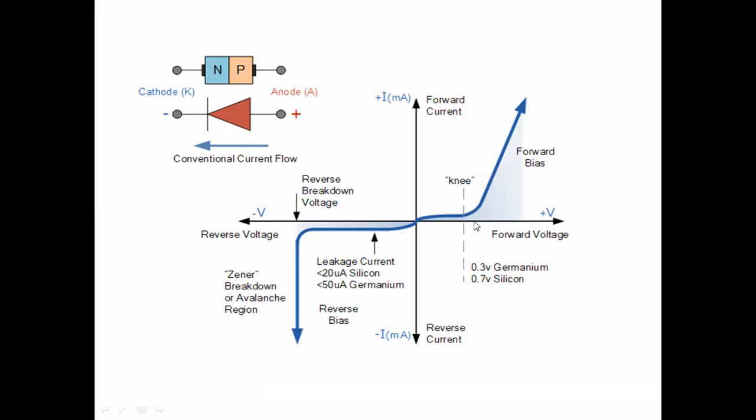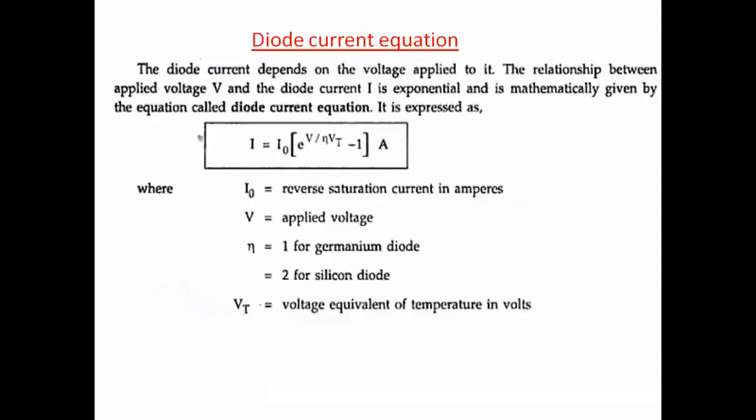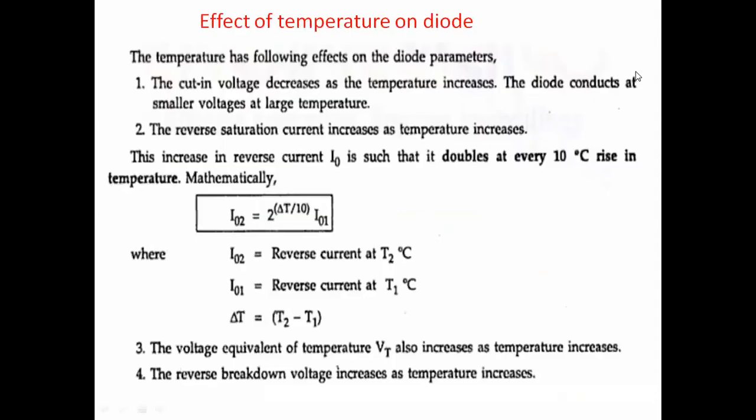Suppose for a given temperature the cut-in voltage is 0.3 volts. If the temperature increases, this cut-in voltage may decrease to 0.2 volts. If the temperature increases further, it may decrease to 0.1 volts. So due to temperature increases, the cut-in voltage decreases. The diode conducts at smaller voltages at a large temperature, and the reverse saturation current increases as the temperature increases.